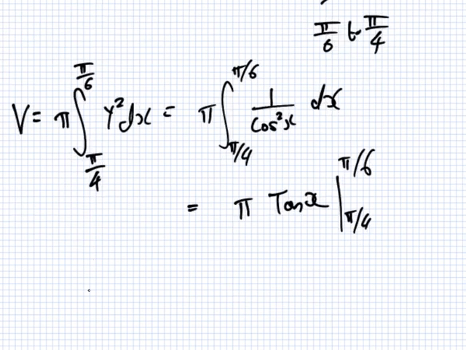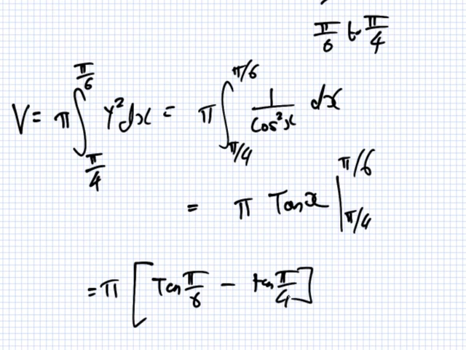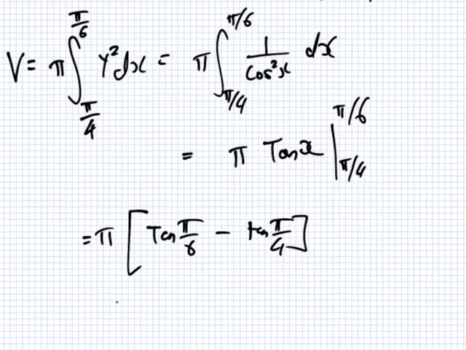So we can finish that by having pi tan pi over 6 minus tan pi over 4. What's tan pi over 6, please? Can you just double check? Is that root 3? Yeah.